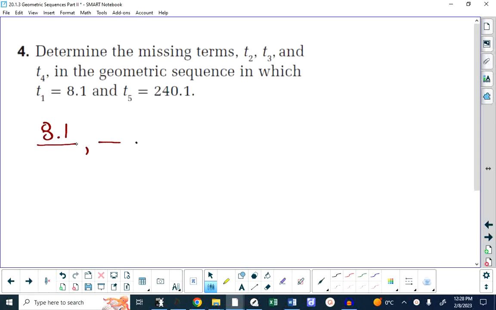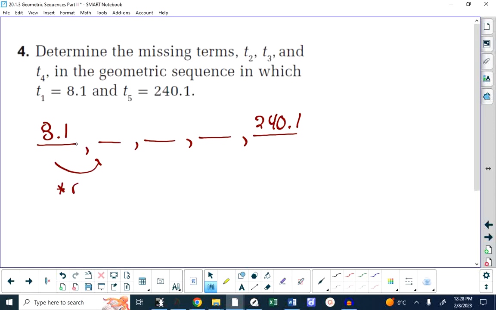The second term we don't know. The third term we don't know. The fourth term we don't know. But the fifth term is 240.1. And by the way, if this were a written response assignment or a written response exam question, you'd probably want to explain a lot more than what I'm going to say. For example, you'd probably want to write T1 here, T5 there. But the important idea here, Nate, is that to go from here to here involves multiplying by a common ratio.